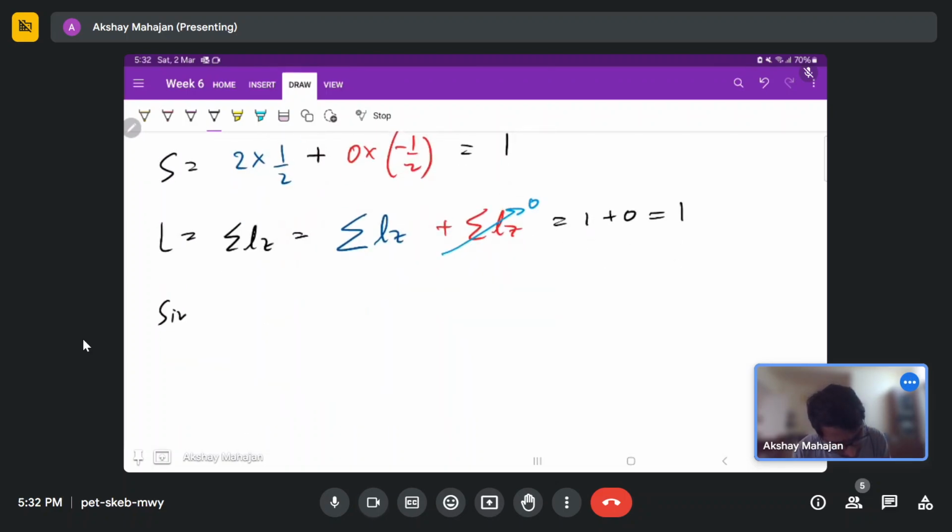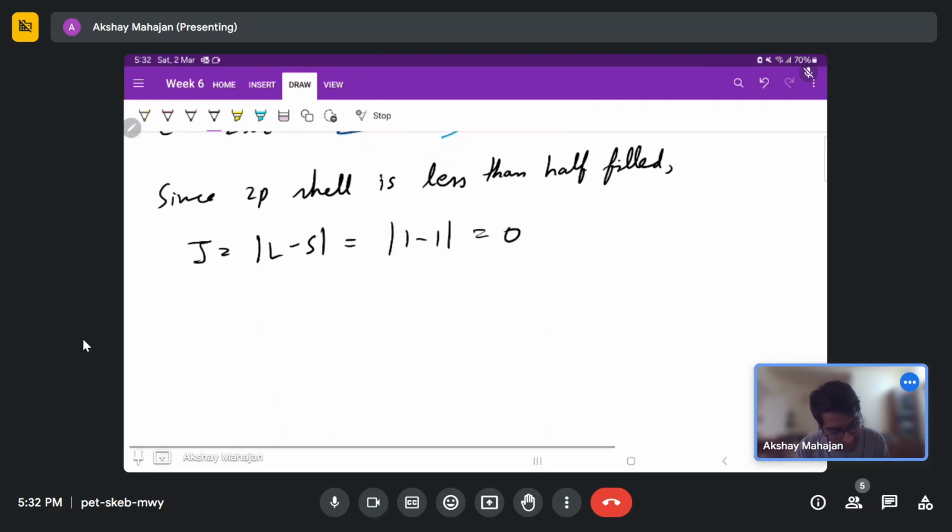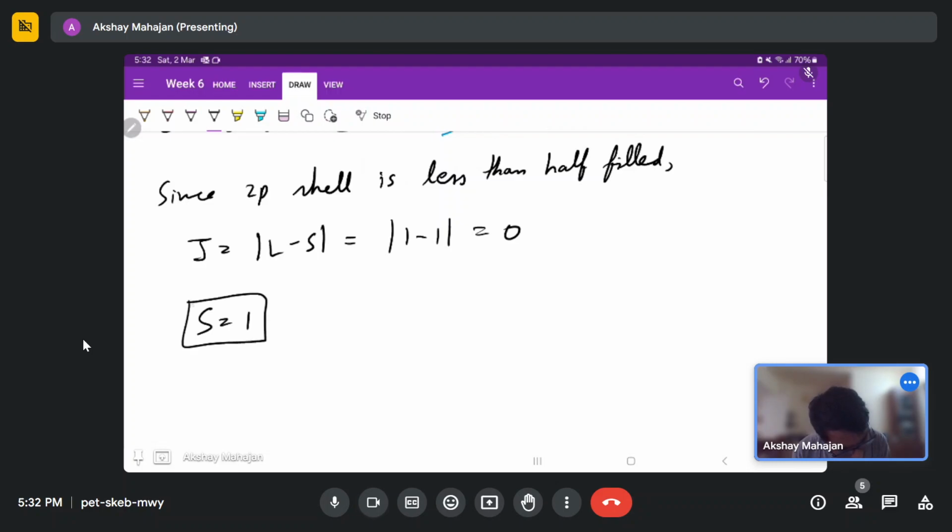And now since capital L is equal to 1, and since the 2p shell is less than half filled, we will have J equals mod of L minus S, which is 1 minus 1 equals 0. So we have S equals 1, L equals 1, and J equals 0 for our carbon atom.